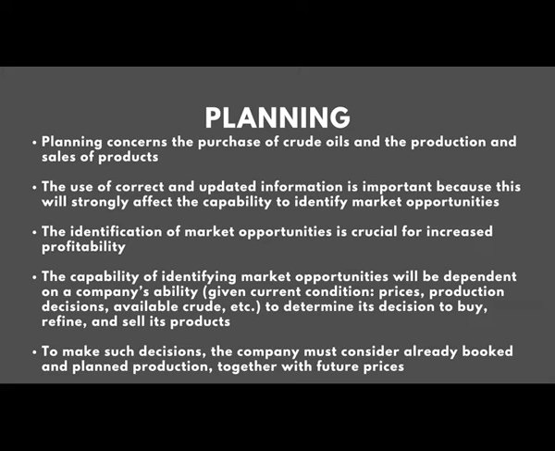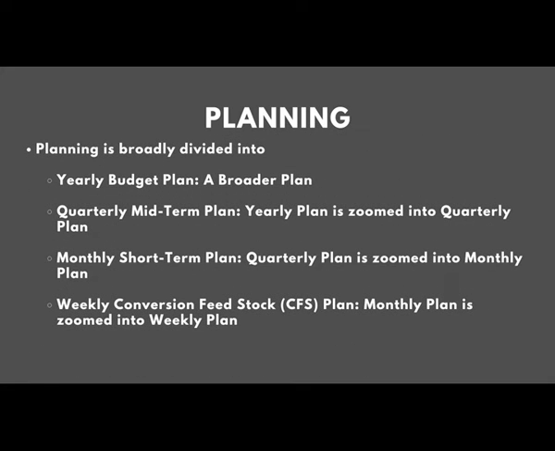And to make such decisions, the company must consider already booked and planned production together with future prices. Planning is broadly done at multiple levels. Some of the broad activities with respect to planning are the yearly budget plan, which is a very broad plan. The next one is the quarterly midterm plan. So here the yearly plan is divided into quarterly plans. Then comes the monthly or short term plan. So here the quarterly plan is zoomed into monthly plans, and then the weekly conversion feedstock plan, which is known as the CFS plan. Here the monthly plan is zoomed into weekly plans.